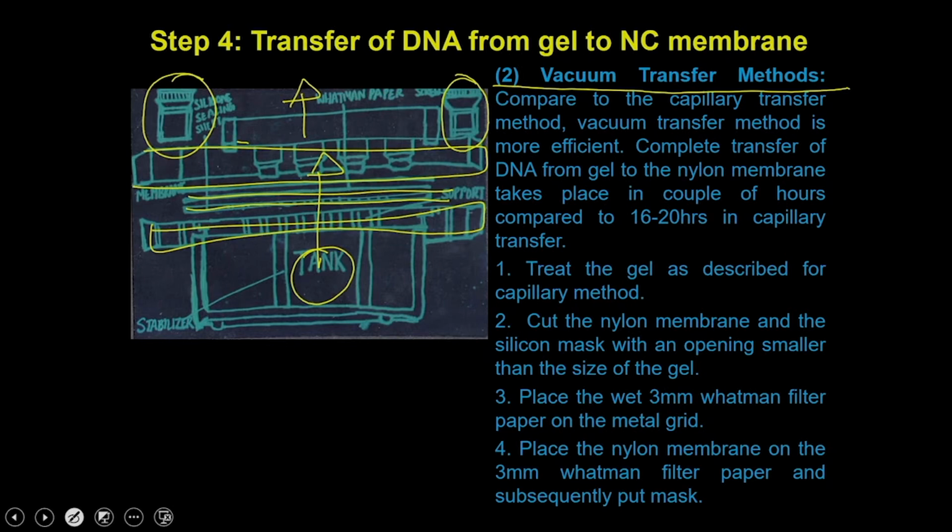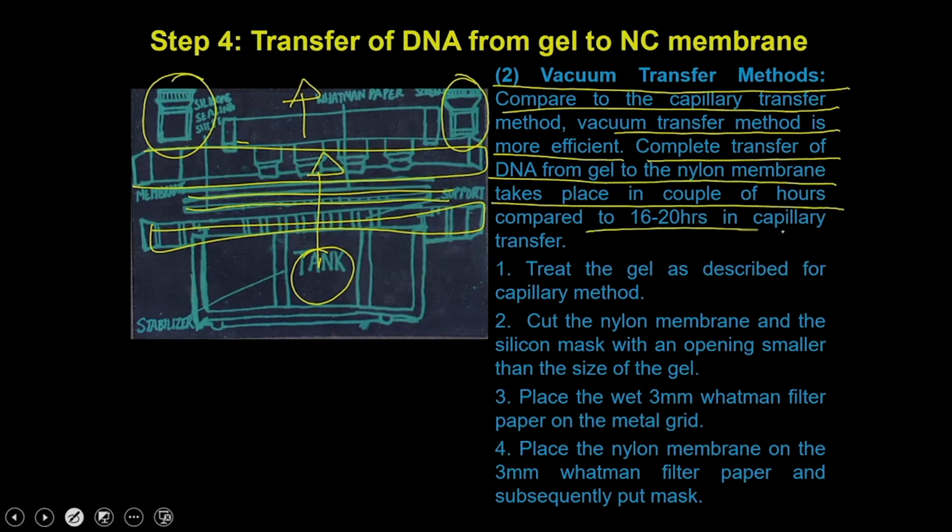So there is no difference in terms of the capillary action transfer or the vacuum transfer method, except that the vacuum transfer method is more efficient, so it will take less time. Compared to the capillary transfer method, the vacuum transfer method is more efficient. It completes the DNA transfer from the gel to the nylon membrane in a couple of hours compared to the 16 to 24 hours in the capillary transfer method.